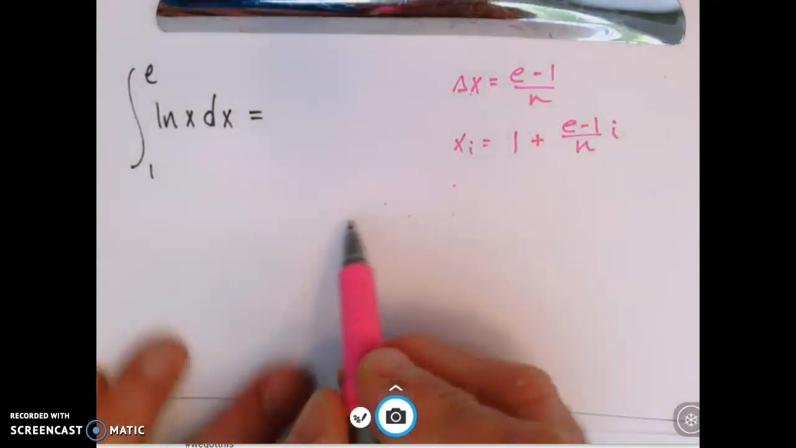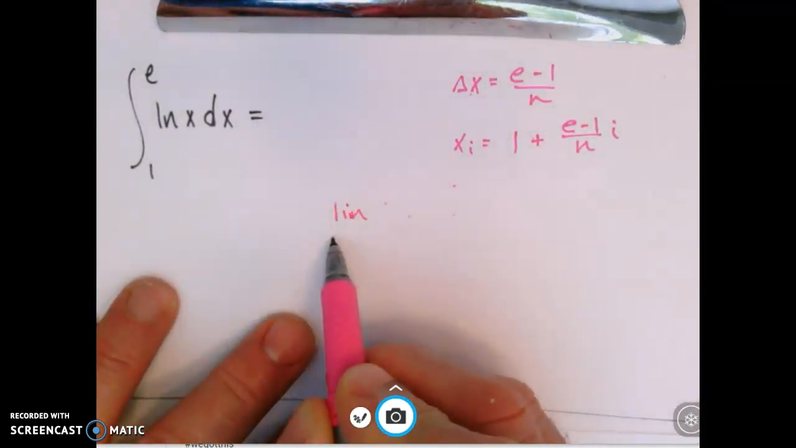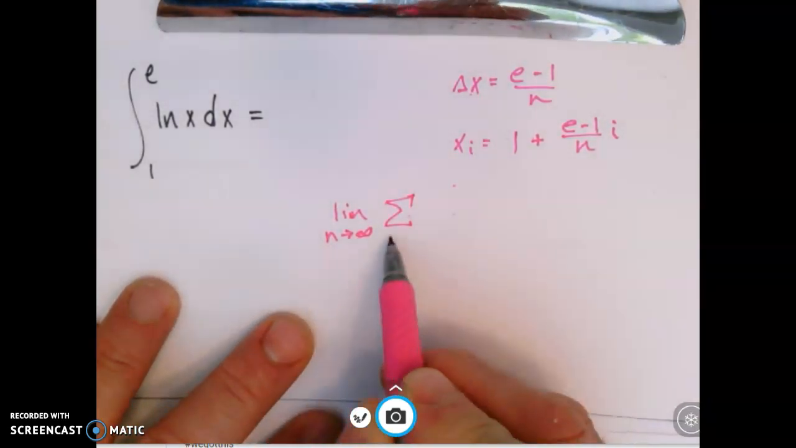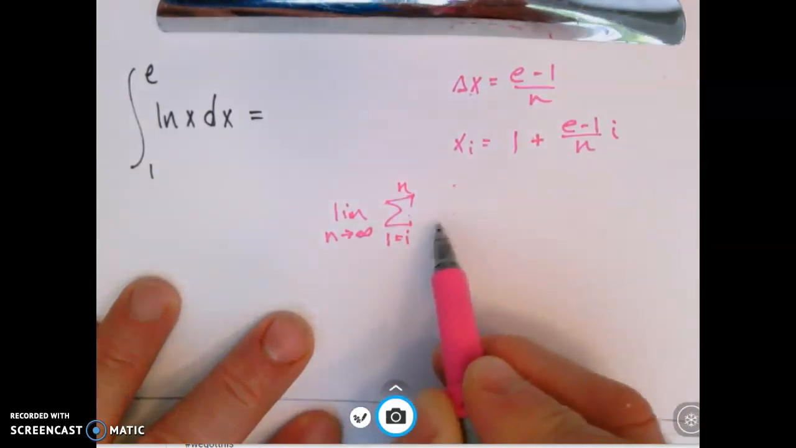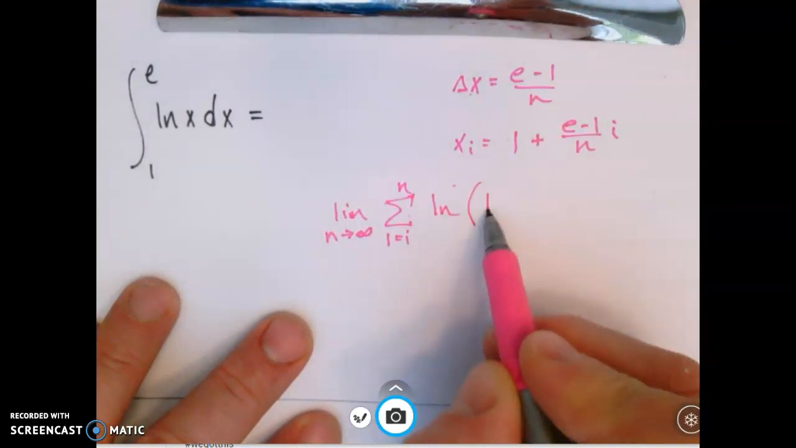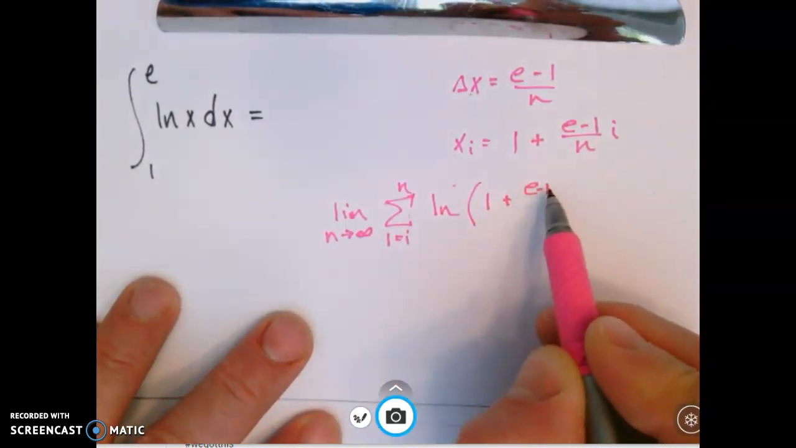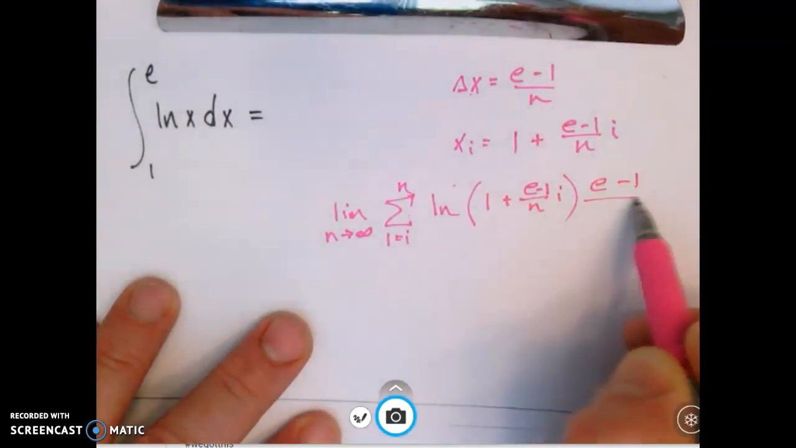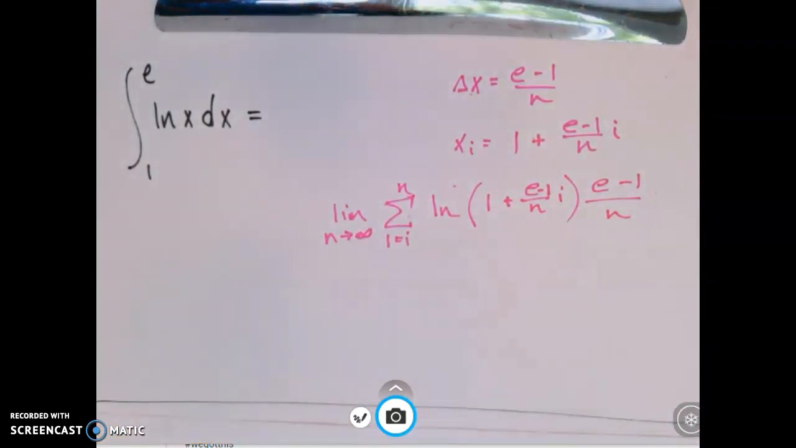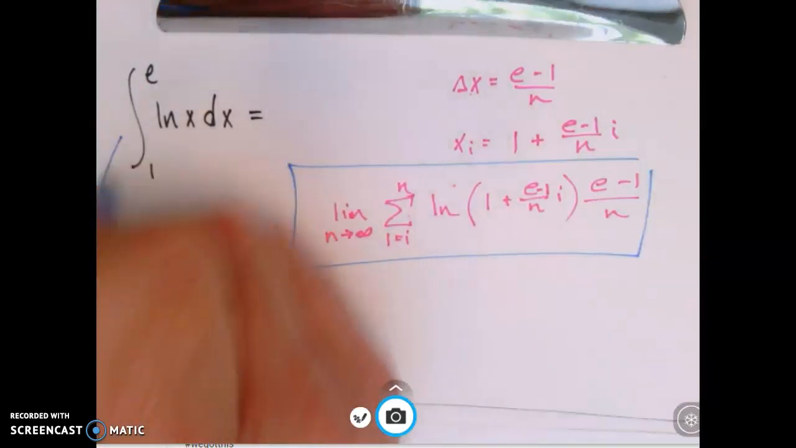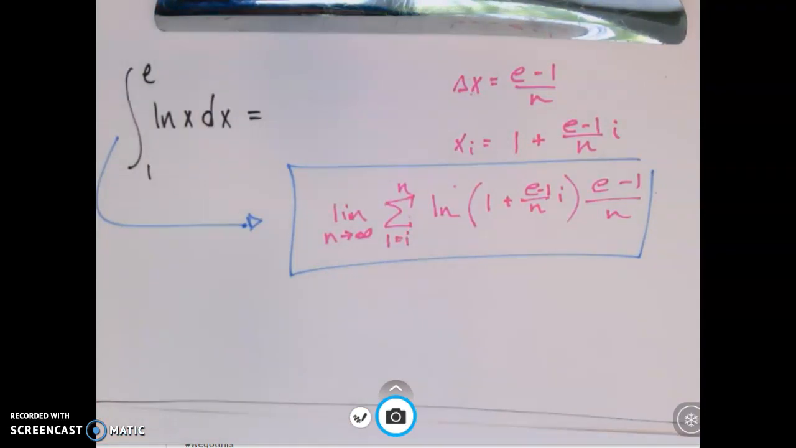So I then rewrite it. Limit as n approaches infinity of the sum, i equals 1 to n, and then we put our function back in: ln of our ith term, 1 plus (e minus 1) over n times i, all times our delta x. And that is our limit Riemann sum of that integral.